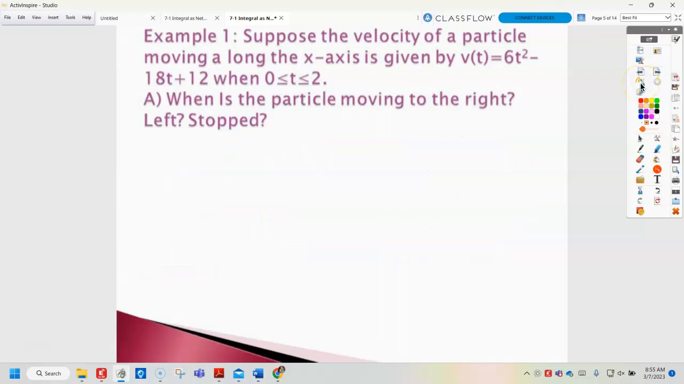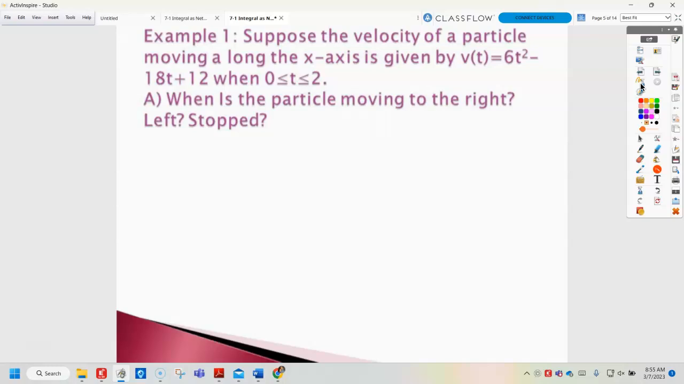Right. So it says, suppose the velocity of a particle moving along the x-axis is given by, when is the particle moving to the left, when is the particle stopped, and when is the particle moving to the right. So how do I know when a particle is going left, right, or stopped? This goes back to your days of thinking about your derivative and your sign chart that goes with it.